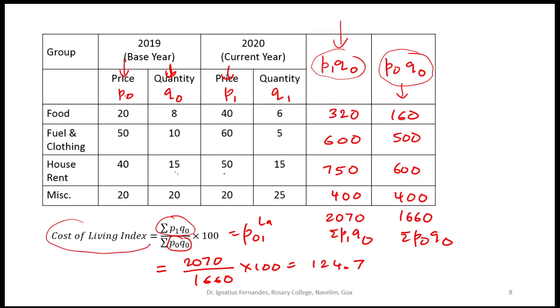So the cost of living index is 124.7. That is for 2020 with 2019 as the base. So given the data, this is how we calculate the cost of living index. And of course, in case we want to find out how much the income should be in 2020, I can always use this cost of living index to calculate it, like how we have done in the previous example.